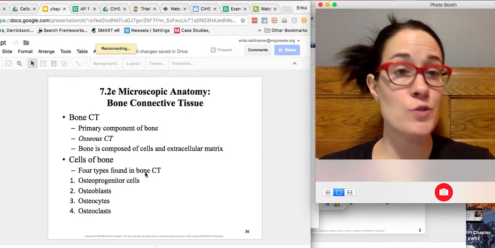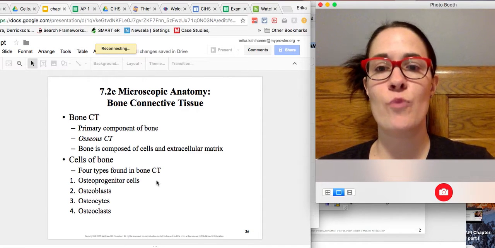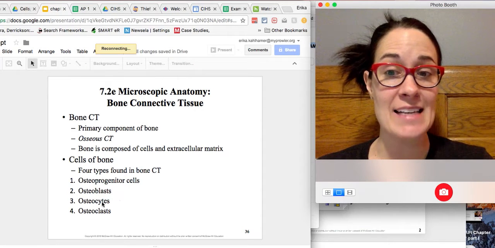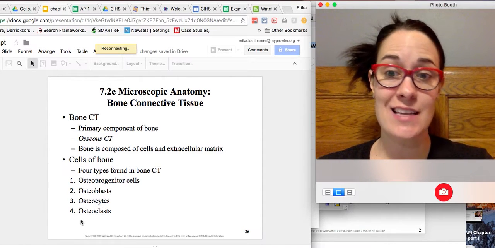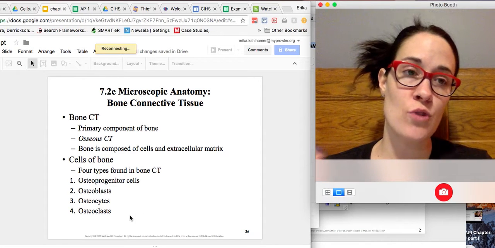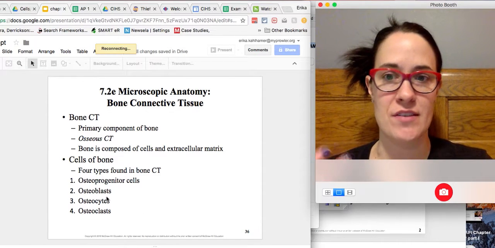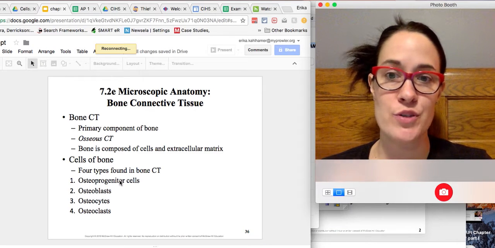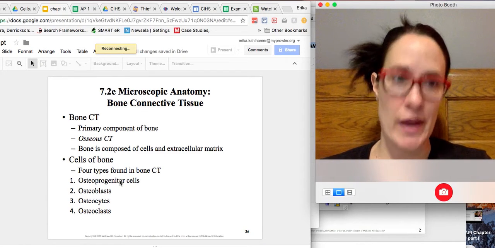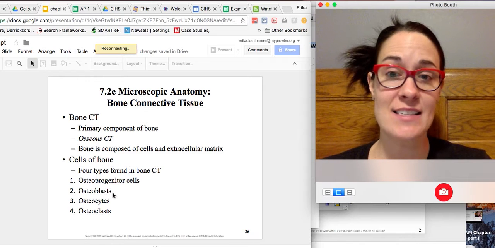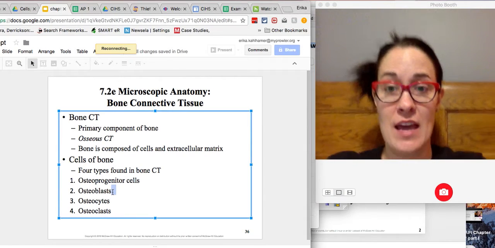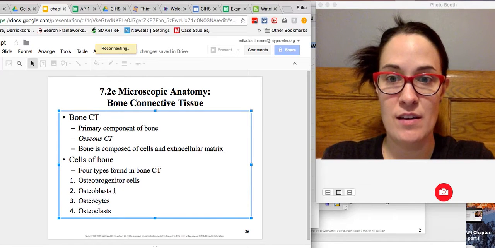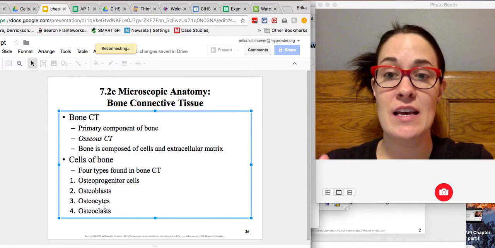First, we're going to talk about the cells in the bone. There are four types: osteoprogenitor cells, osteoblasts, osteocytes, osteoclasts. Note that their prefix is all exactly the same, so to tell the difference between them, you have to look at the suffix. Progenitor, so they generate cells. Blasts, write down, they build cells.